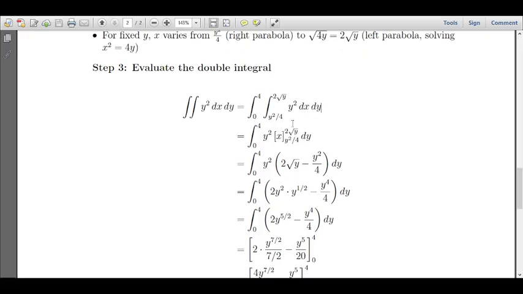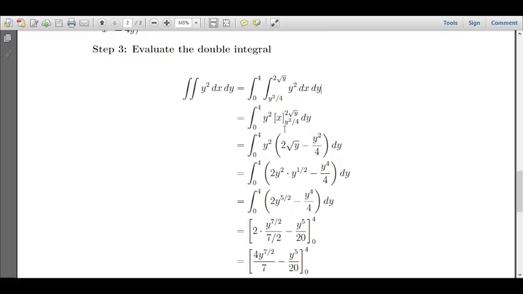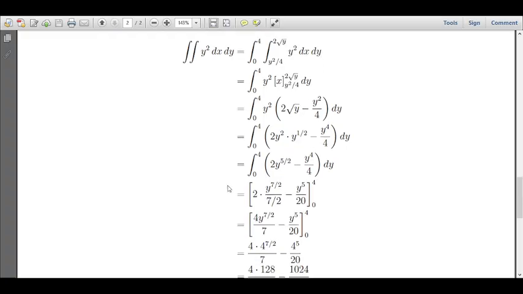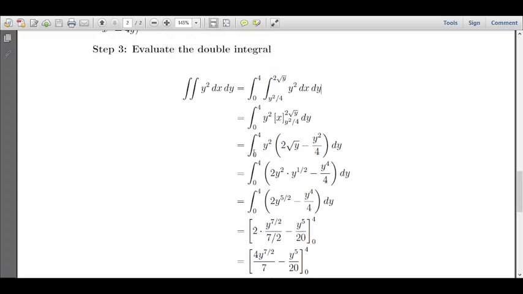So now how to integrate this? We integrate with respect to x, treating y as a constant. Okay, so since y is constant, we write the constant term as it is, y square. Integral dx is x. Plug in the upper limit minus lower limit. So this is y square into 2 root y, the upper limit, minus the lower limit, y square by 4. Now you can see that the total expression is converted into a function of y only.